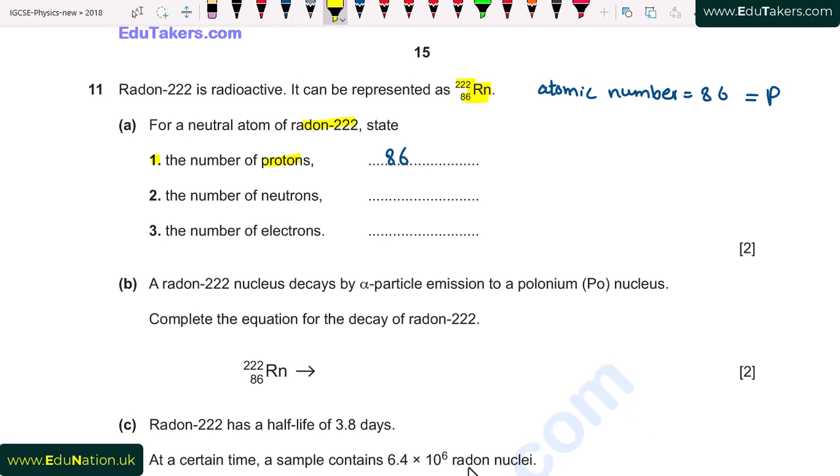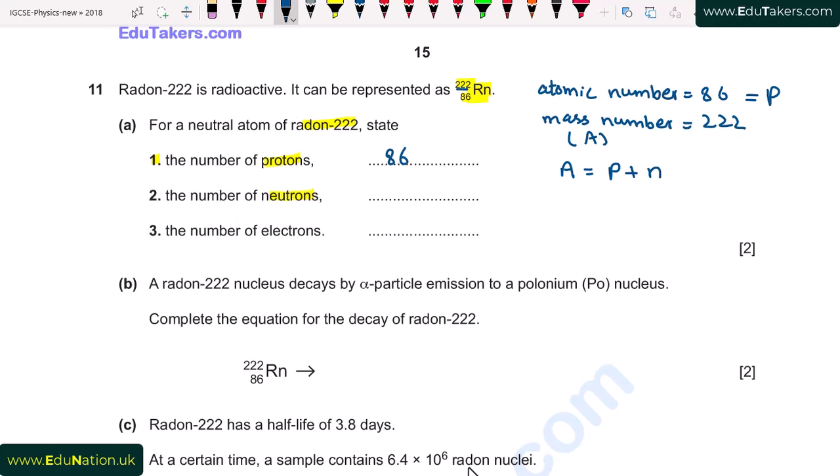Part 2. The number of neutrons. So the number of neutrons we have to find out. First of all, I write here mass number. It is equal to 222, and mass number is represented by A. So mass number will be equal to atomic number, that is number of protons, plus number of neutrons. Mass number of any element is equal to the sum of number of protons and neutrons.